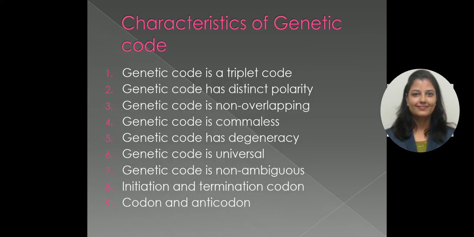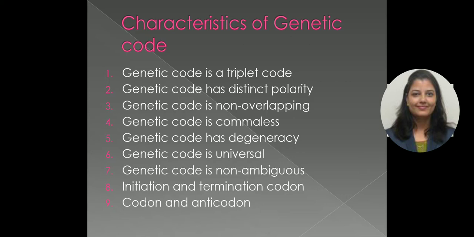So let's start the characteristics of genetic code. So first, the genetic code is a triplet codon. As we had already seen in the dictionary, the genetic code sequence of three consecutive bases constitute a codon which specifies one particular amino acid, right? So second, the genetic code has a distinct polarity. The genetic code shows distinct or definite polarity. That means you always have to read them in a 5' to 3' direction. You are not supposed to read them in a 3' to 5' direction, otherwise their meaning will be changed. So that is how they have distinct polarity.